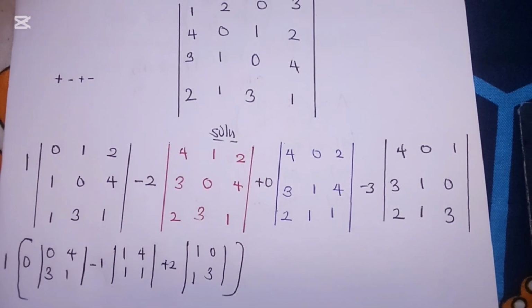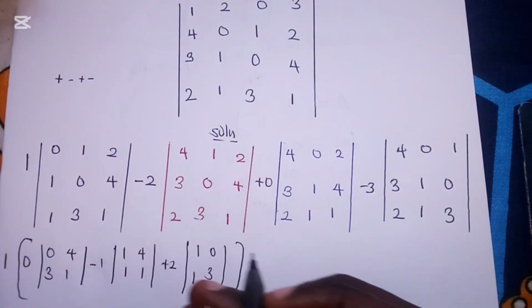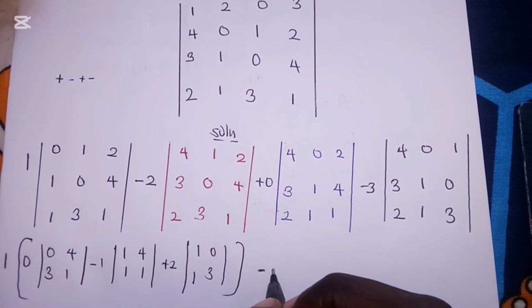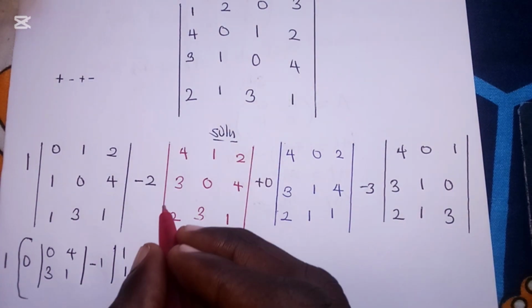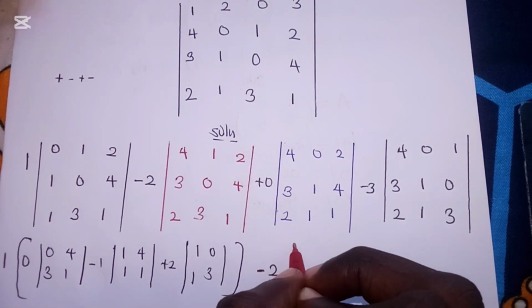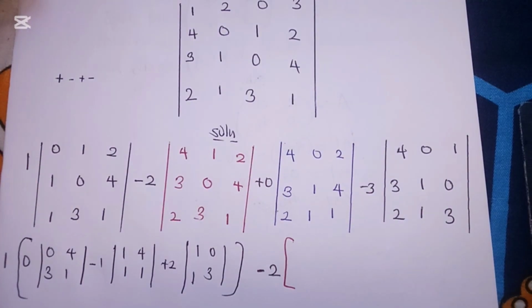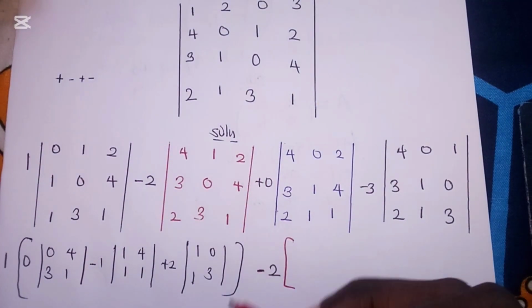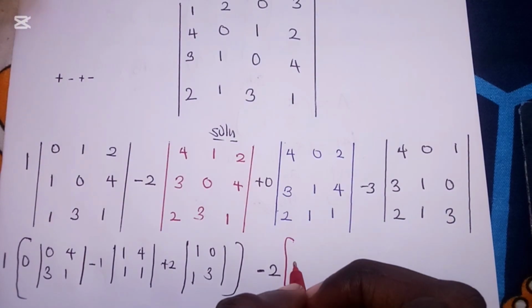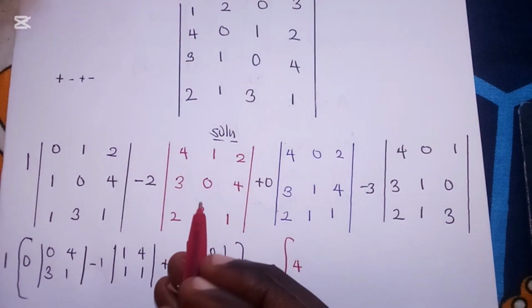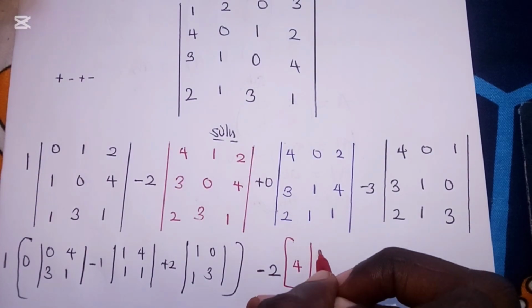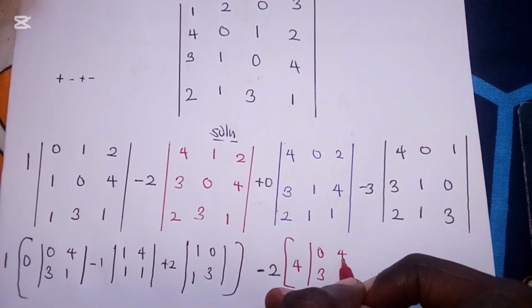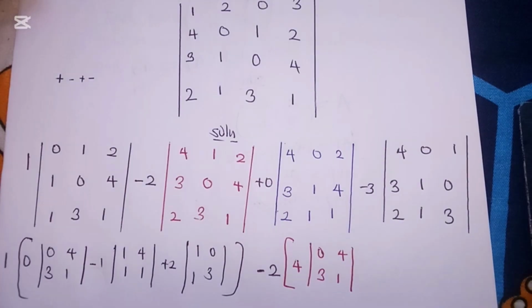Now, from this point, we come again to this minus 2. This minus 2 also implies open giant bracket. Then with the giant bracket open, we apply the same thing again. Taking 4, it means ignoring the row and the column where this 4 belongs, you are going to have 0, 3, 4, 1. You can ask your question in the comment section.